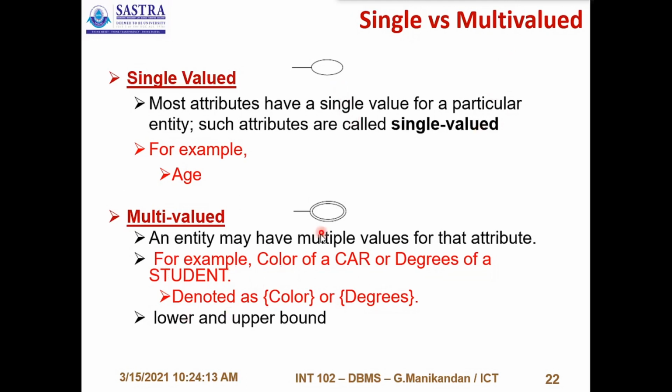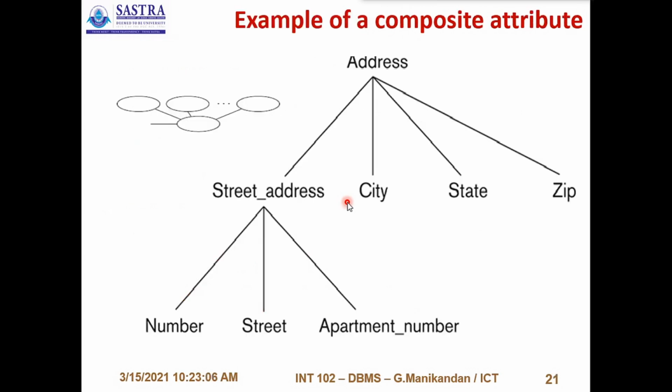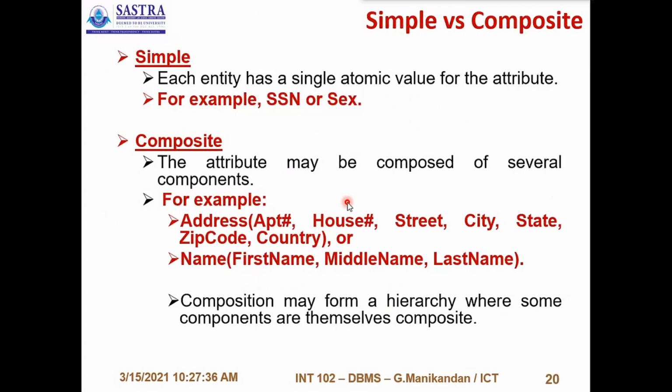So what is the notation? Double oval. In an ER diagram, whenever you see a double oval, what comes to your mind? It is going to be a multi-valued attribute. Single oval, it is going to be a single valued attribute. Clear? The first category is simple attribute versus composite attribute.